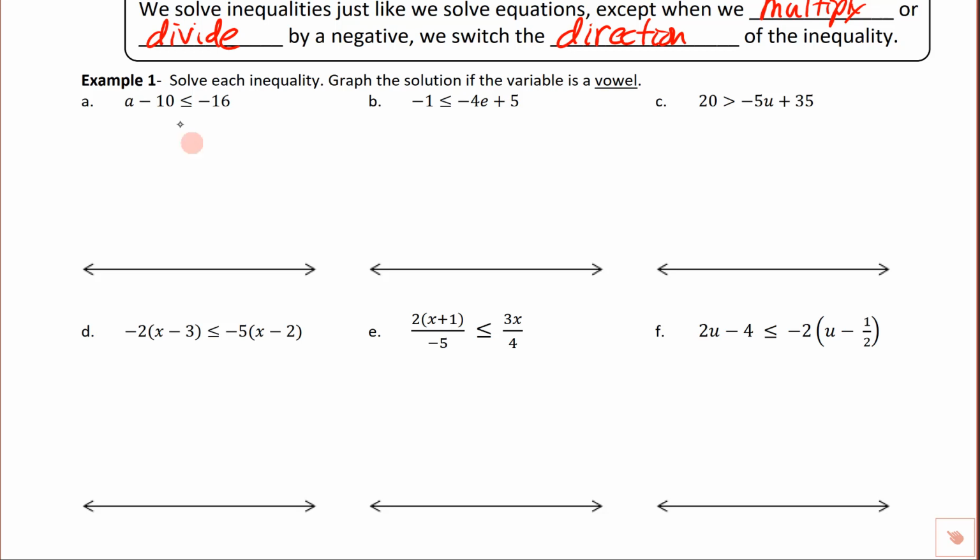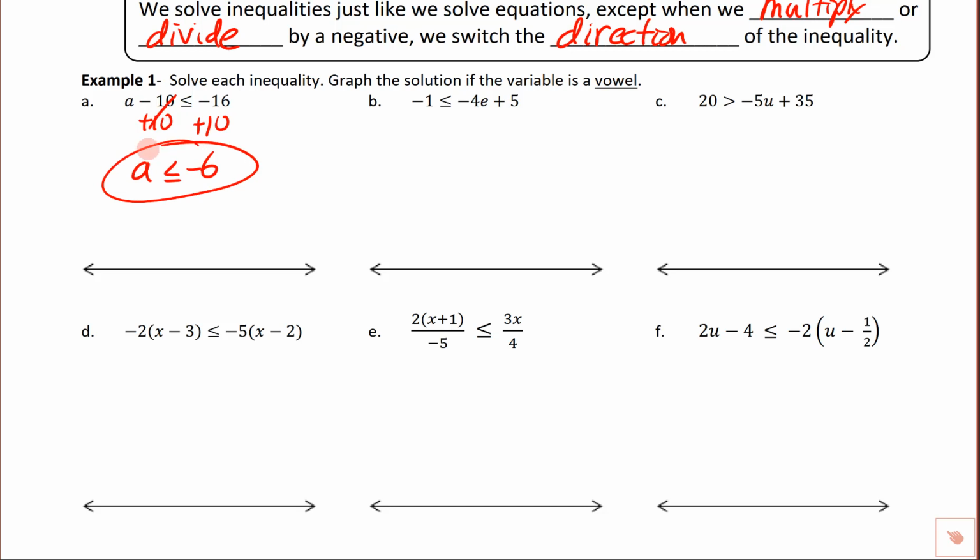So here's how we're going to solve this. Just like we solve an equation, we're going to add 10 to both sides. And every time you take a step, I want you to think, am I multiplying or dividing by a negative? If you are, you're going to switch the direction. If you're not, you don't switch the direction. We're adding, so that doesn't change the direction of the inequality. So we get A is less than or equal to, and in this case we get a -6. We're going to circle that. That's the answer as far as an inequality goes.